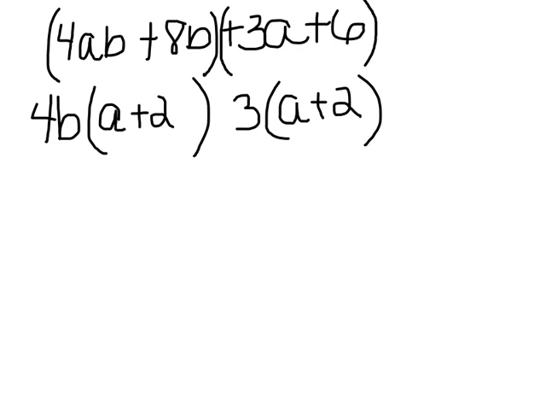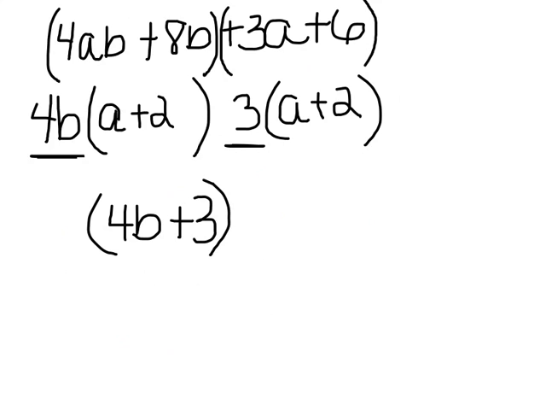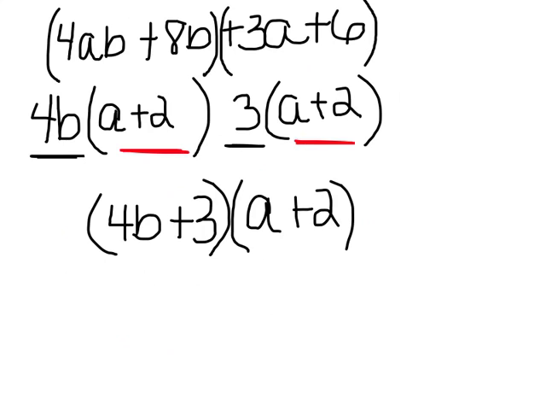In our final answer, we'll be taking our 2 GCFs and putting them together in a parentheses. We have a 4B and we have a positive 3. In our second parentheses, we should have our common term. Basically, when you do this, your 2 parentheses right here should be exactly the same, which they are. So our second parentheses will be a common term of A plus 2.